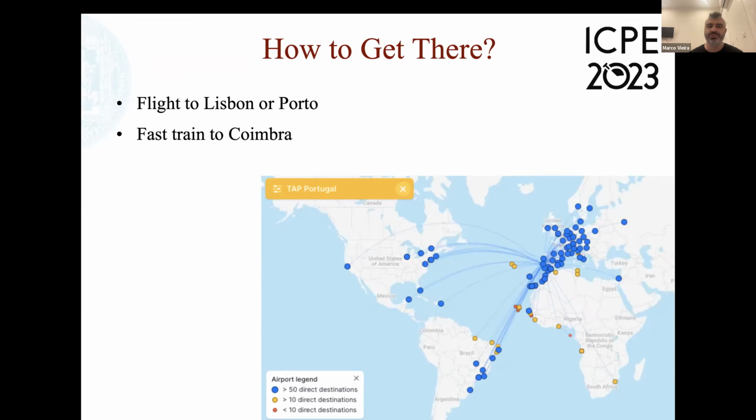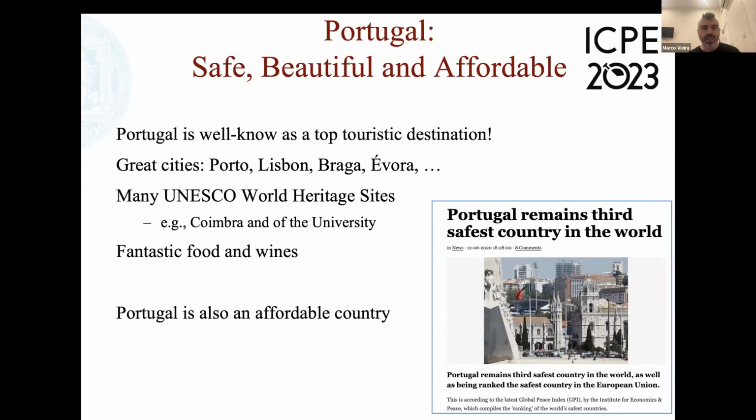You can fly either to Lisbon or Porto, and then take a fast train to Coimbra. Once you reach Lisbon, it takes a couple of hours to get to Coimbra. If you go through Porto, it takes a little bit more than 1 hour to get to Coimbra in a fast train. So it's quite easy to reach. In this map, you see only TAP flights. There are many more flights than the ones shown here, by other companies that also fly to Lisbon and Porto.